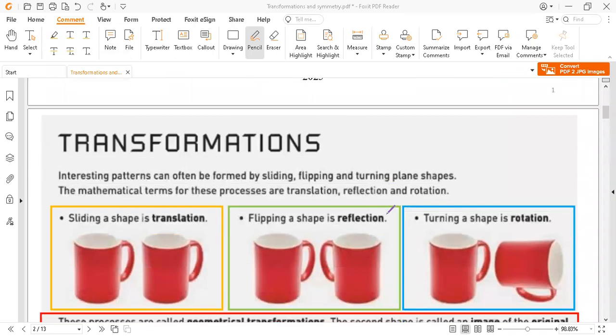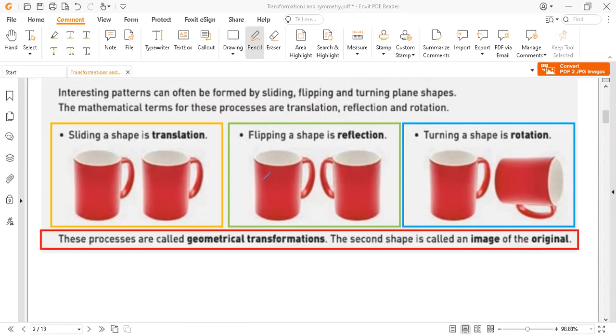Normally we should know the difference between and distinguish between different transformations, like sliding, flipping and turning plane shapes. For example, translation is to slide a shape, reflection is to flip a shape about a line, a specific line, and rotation is to turn a shape around with respect to a center of rotation. So these processes are called geometrical transformations.